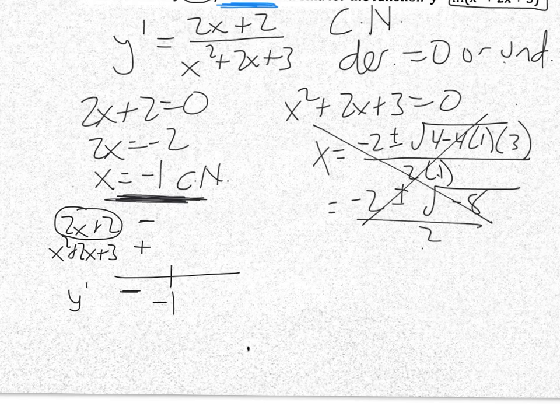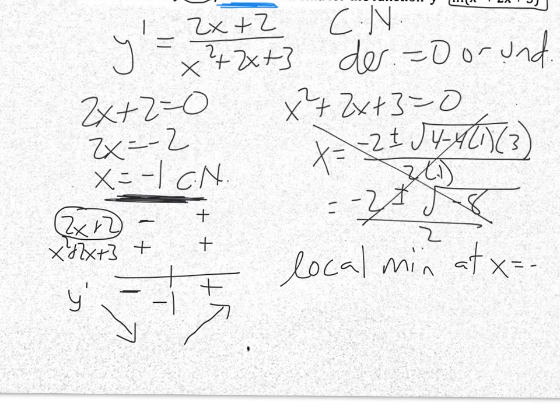Remember what this means. If your derivative is negative, your original function is decreasing. And then let's test 0. If I put 0 in, I get a positive and a positive, which is a positive. And if your derivative is positive, that means your original function is increasing. So since it's changing from negative to positive at negative 1, we have a local min or relative min. So we'll say local, just because I didn't use that word very much, local min at x equals negative 1.